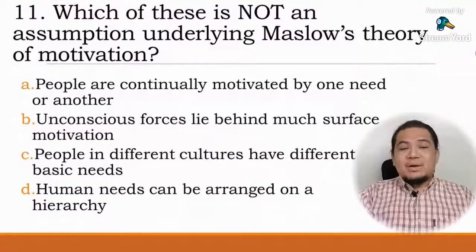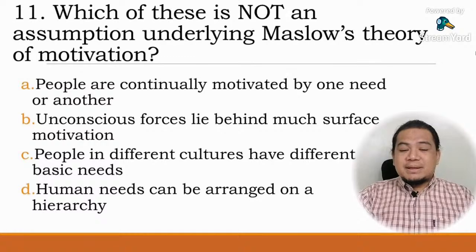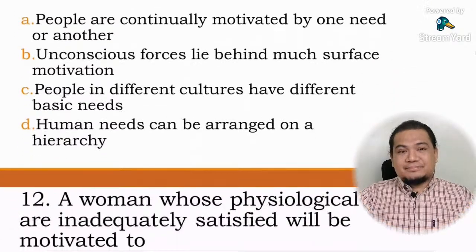Number 11. Which of these is not an assumption underlying Maslow's theory of motivation? Is it A, people are continually motivated by one or another? B, unconscious forces lie behind much surface motivation? C, people in different cultures have different basic needs? Or D, human needs can be arranged on a hierarchy?